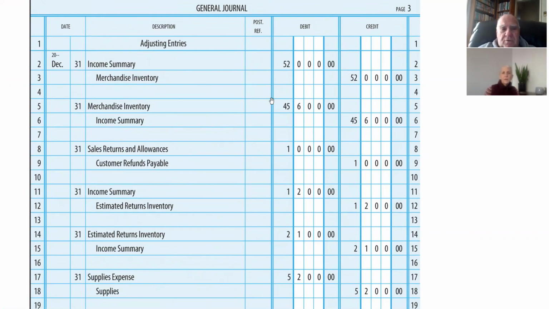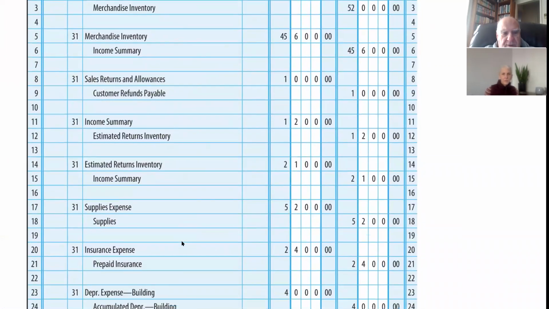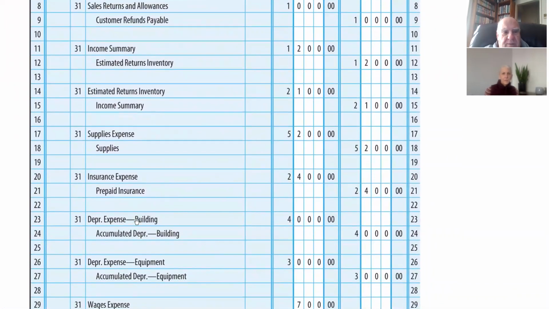Now have a balance of 0. You put the inventory in. We're not worried about sales returns and allowances, estimated returns. We don't care about that. Supplies expense, credit prepaid supplies. Remember these, class? Debit insurance expense, credit prepaid insurance. Prepaid insurance is a deferred asset, and you're going to use it later.